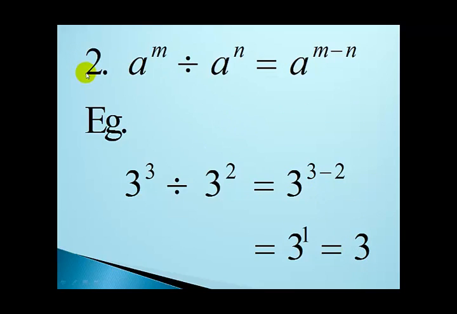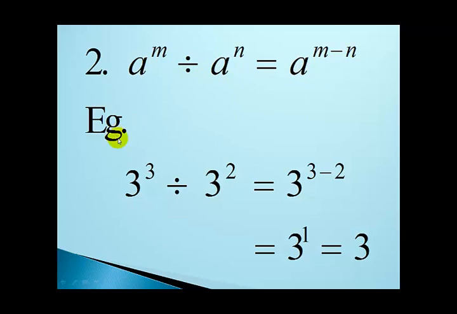Law number 2. a^m divided by a^n is equal to a^(m-n). Now, if you have numbers of the same base or variables of the same base dividing, according to the second law of indices, you keep one of the bases constant, and you subtract the powers.